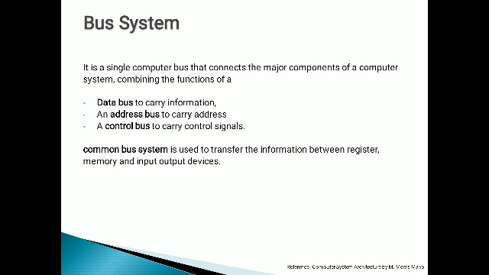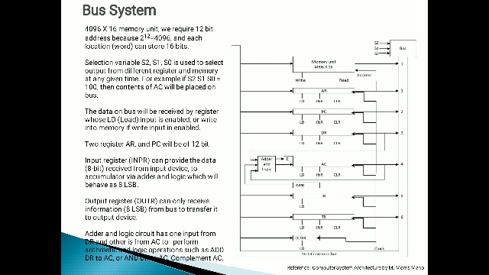There are mainly three types of bus: data bus, address bus, control bus. Data bus is used to carry information, address bus to carry address, and control bus to carry control signals. But nowadays common bus system is used to transfer the information between registers, memories and input-output devices. This is the diagram for common bus system.